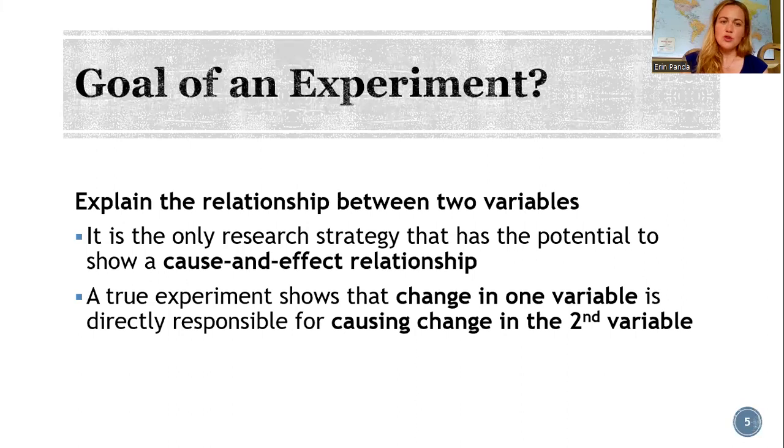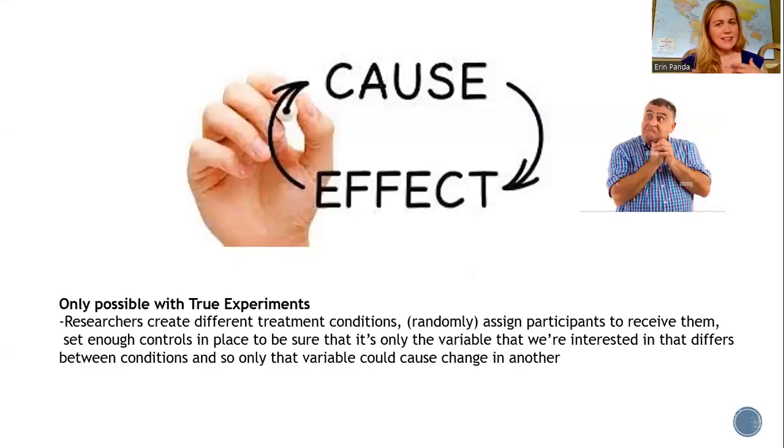So only with a true experiment do we have the potential to show a cause and effect relationship. Because we can show in this high quality experiment that a change in one variable is directly responsible for causing a change in a second variable. And this search for a cause and effect relationship is really at the heart of the quantitative research method and of the whole scientific process.